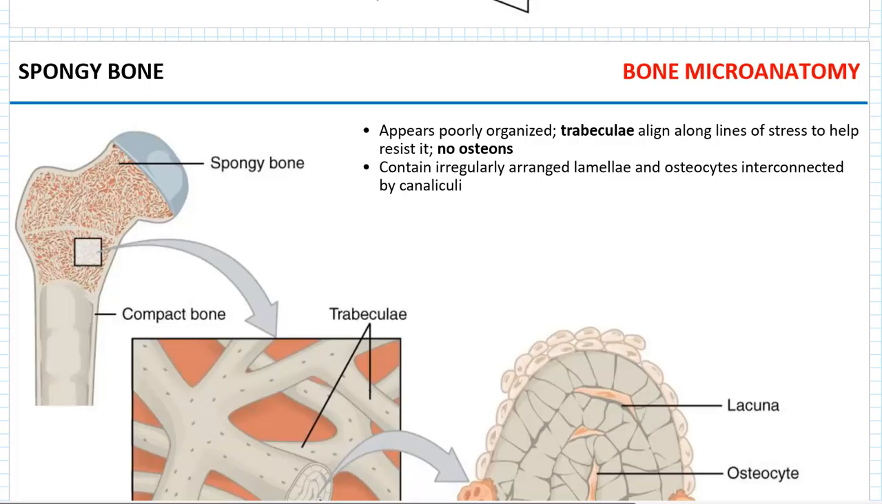Now, that was compact bone. Compact bone can be found as the outer layer of every bone in the body. When you're looking at these bones here, on this model, compact bone is on the outside. Okay, see that? Number 5.